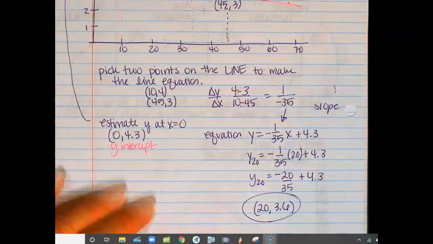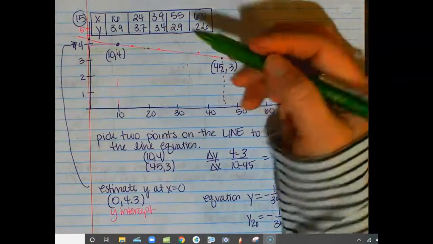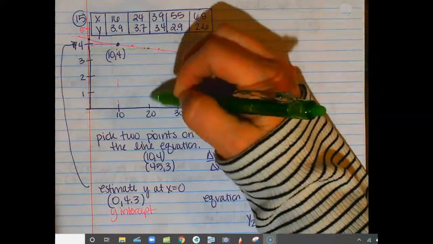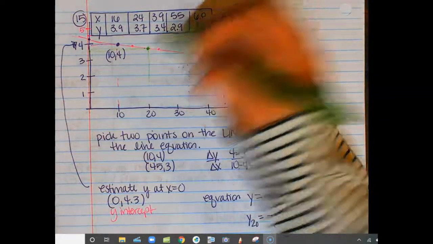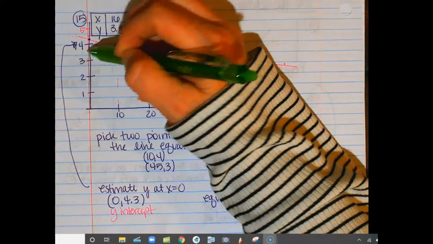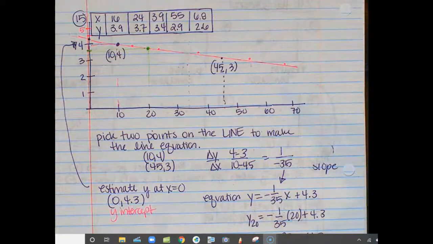3.6. That's pretty, oh, you can't see it. I'm so sorry. Let me try that again. It was 20, so here's 20. I drew a little dot, and it's probably here, which is close to 3.6. It's a pretty good guesstimate for that.